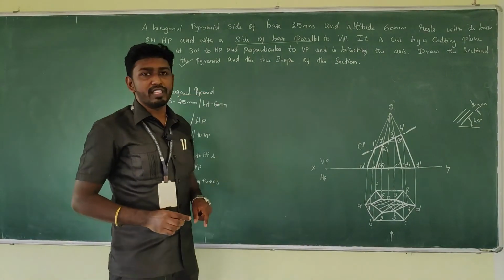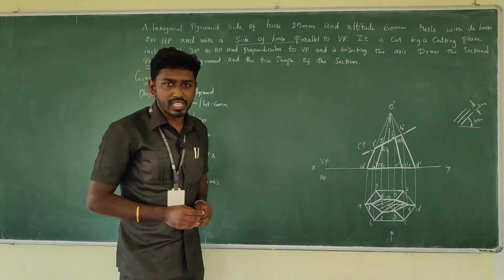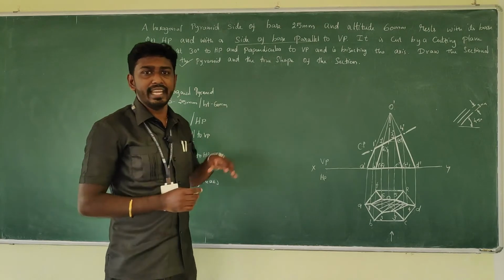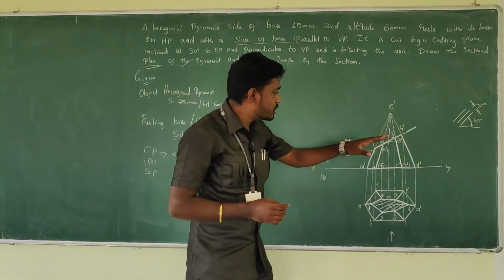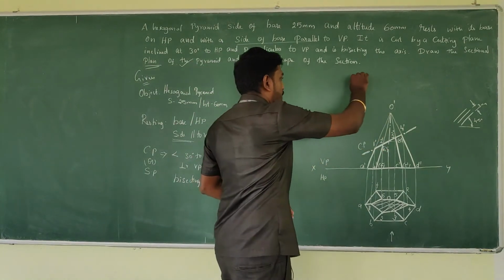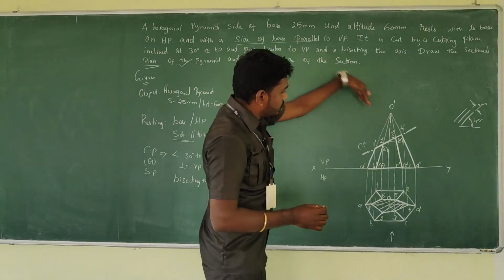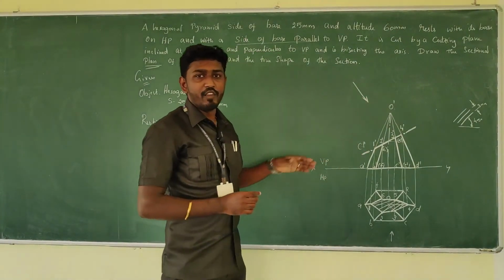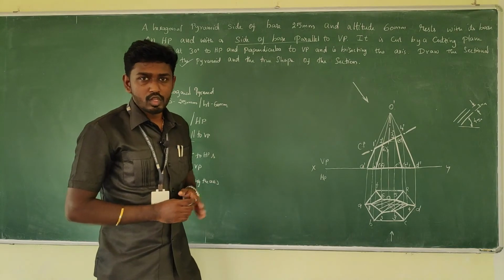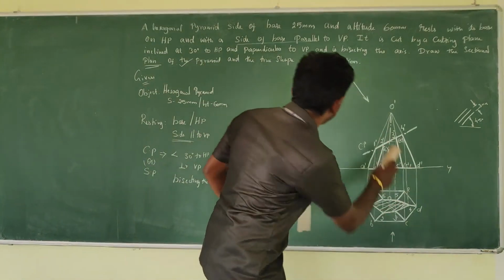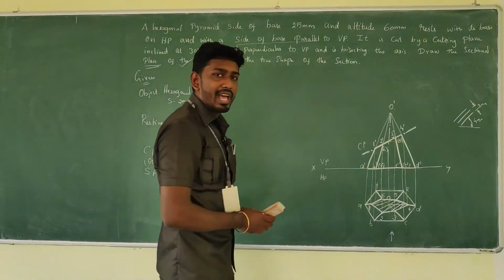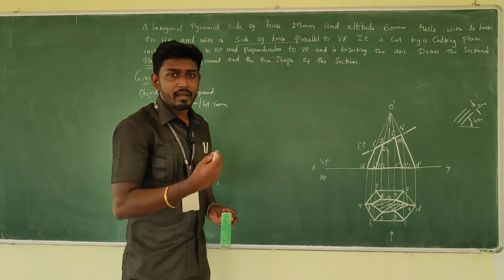Next is the true shape of the section. How will you get the true shape? When you look at the object at 90 degrees to it. Am I right? Where we had a cut here. So if you observe just 90 degrees to the cutting plane, we will get the true shape. For which we will have the auxiliary plane.